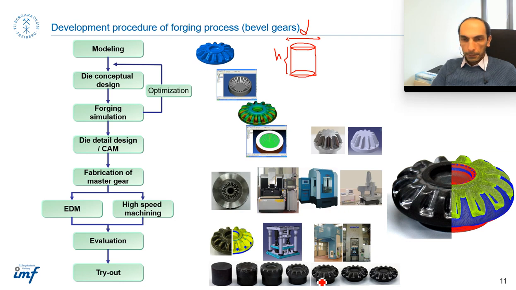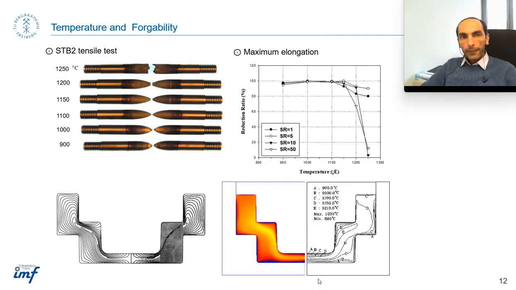Okay, and then, as I said, forging is a hot forming process usually. So the material property and the material flow property clearly depend on the temperature. So this figure shows that, for example, for this type of steel, STB2 steel, this is the result of tensile tests from 900 to 1250, and you can see above from 900 to 1100 or 1150, the reduction ratio is almost good, but then even above the temperature, the reduction ratio decreases.